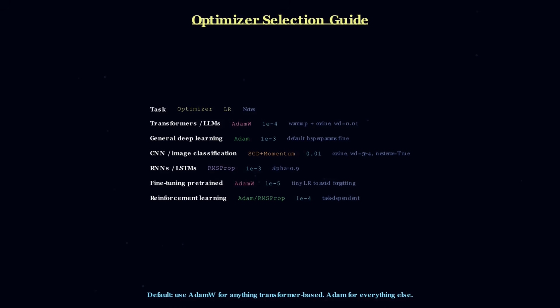Image classification when squeezing performance: SGD with momentum 0.9, cosine decay. Weight decay 5 times 10 to the power of -4. More tuning required, but can beat Adam on final accuracy. Reinforcement learning: Adam or RMSProp. RMSProp was the original DQN optimizer. Adam is now standard for most RL algorithms. Fine-tuning pre-trained models: AdamW with very small learning rate, 1 times 10 to the power of -5 to 5 times 10 to the power of -5, to avoid catastrophic forgetting.